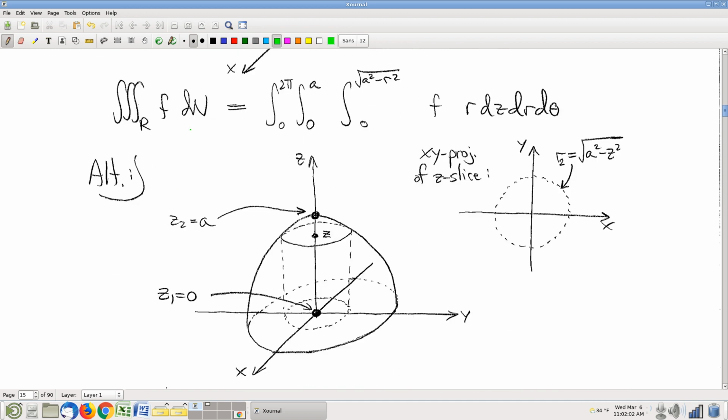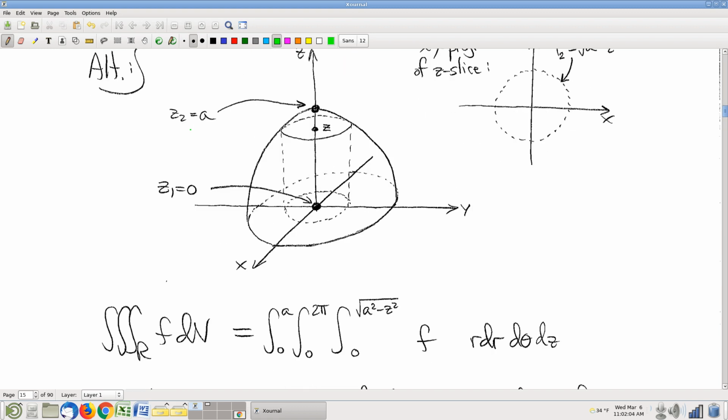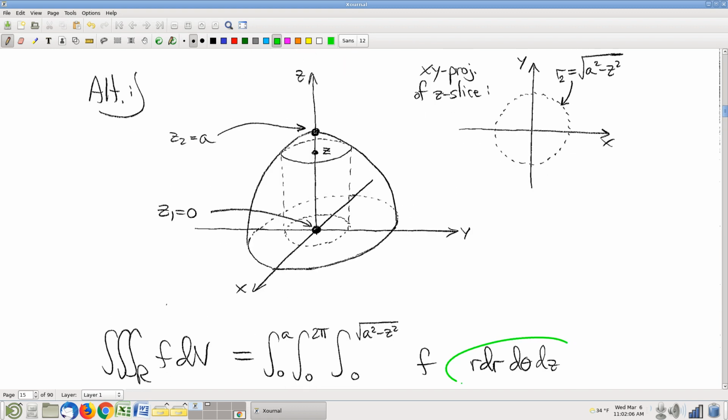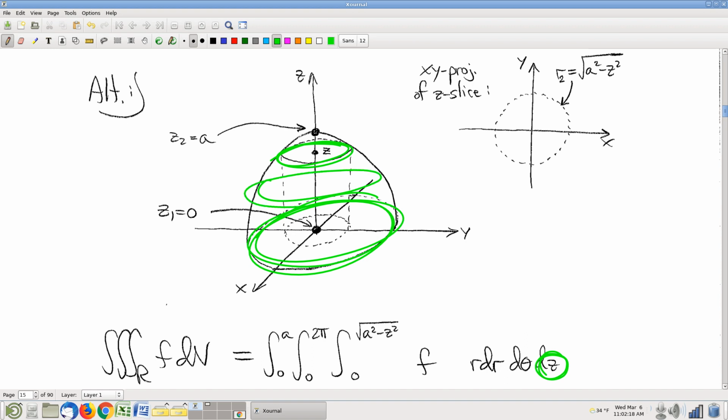Okay. You could instead do this with your differential going in a different order. Here's an example, a different order. We could do our Z slicing first. If you do your Z slicing first, there's your first slice. Successive slices look kind of like that. Your last slice is up there at the very top. Not hard to see, 0 to A.